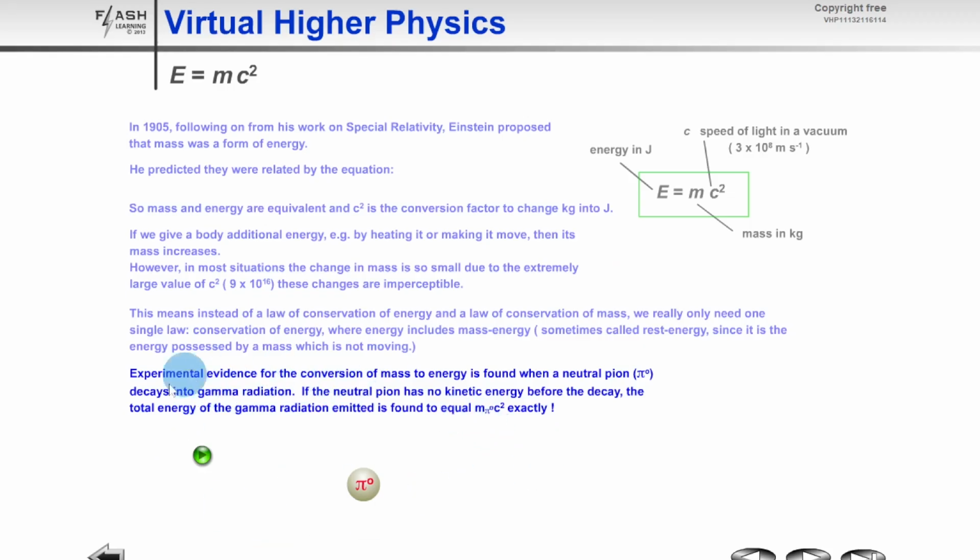So if you look down here, it tells us that experimental evidence for the conversion of mass to energy is found when a neutral pion decays into gamma radiation. If the neutral pion has no kinetic energy before the decay, the total energy of the gamma radiation emitted is found to be equal to the mass of the neutral pion times c squared exactly, i.e. mc squared from E equals mc squared. So we've got our neutral pion here, and if I click play, you'll see it decays into 2 gamma rays going in different directions there. And it says that 2 gamma rays are produced, which conserves momentum. So this shows us the evidence that mass can be converted into energy.